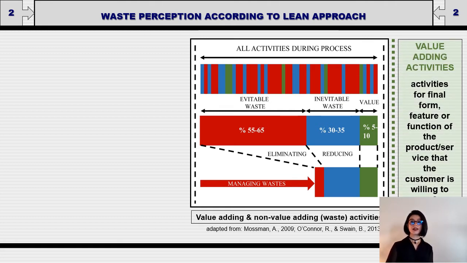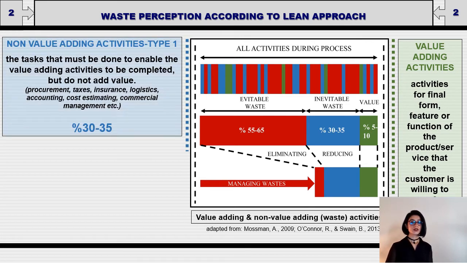Let's check the value-adding activities. These activities are the final form, feature, or function of the product or service that the customer is willing to pay for. As you see on the slide, these activities are approximately 5 or 10% of all activities. Let's check the other, non-value-adding activities.